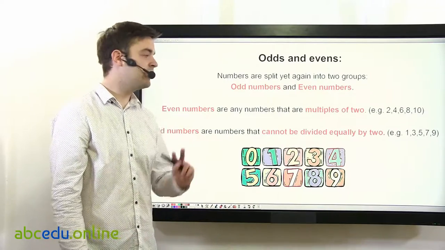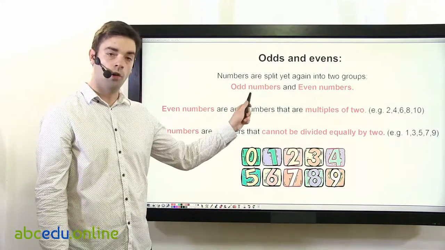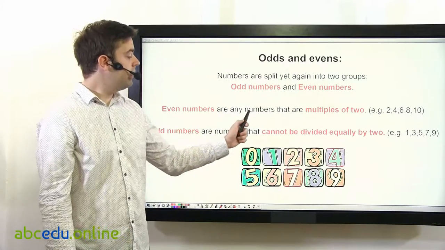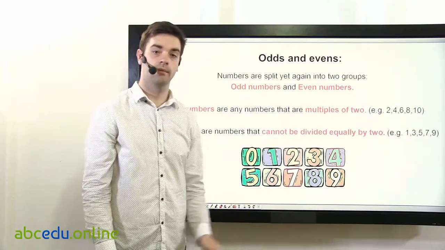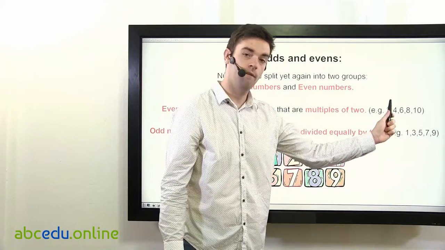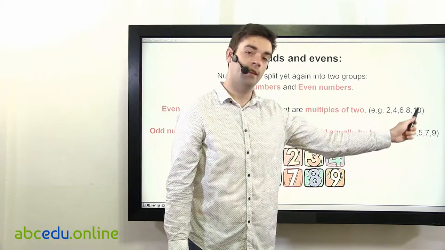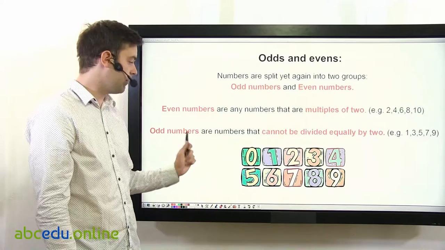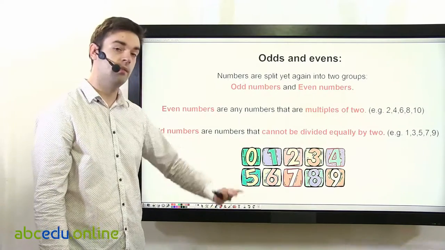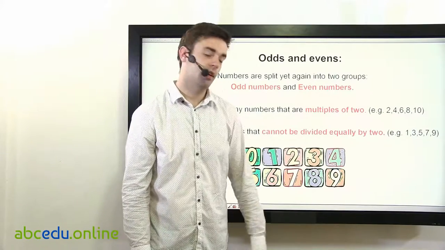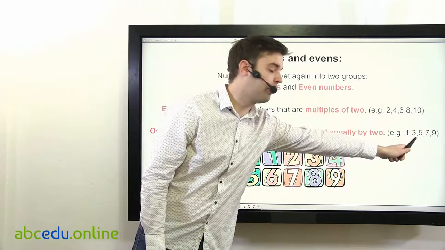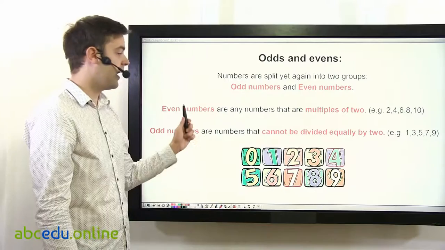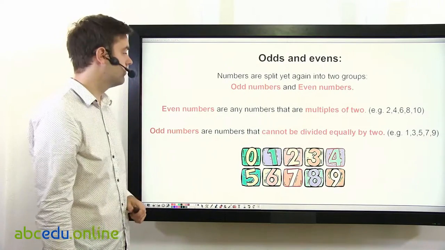Numbers are also split into two again. So we have odd numbers and even numbers. Even numbers are any numbers that are multiples of 2. So for example, 2, 4, 6, 8, and 10. And then we have the odd numbers. These numbers cannot be divided equally by 2. And these include 1, 3, 5, 7, and 9. So we have even numbers and odd numbers.